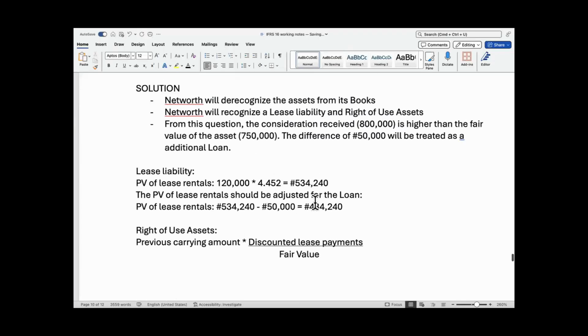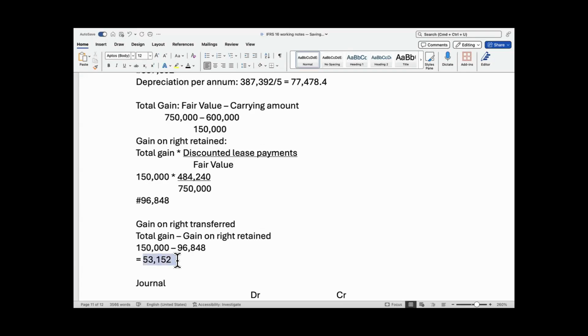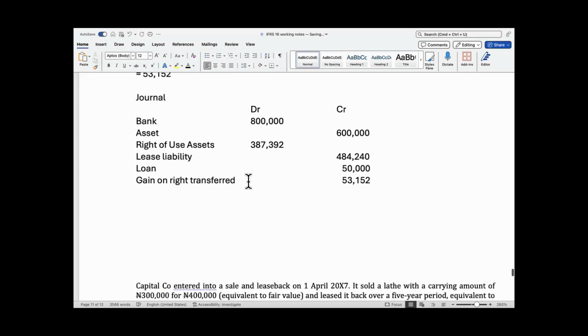Which will be the balance here after removing the loan. That is 484. Then the loan we said is 50,000. And don't forget, after we did all of this, we made a gain on rights transferred. How much was the gain? It's 53,152. This one. Right, sum this together.